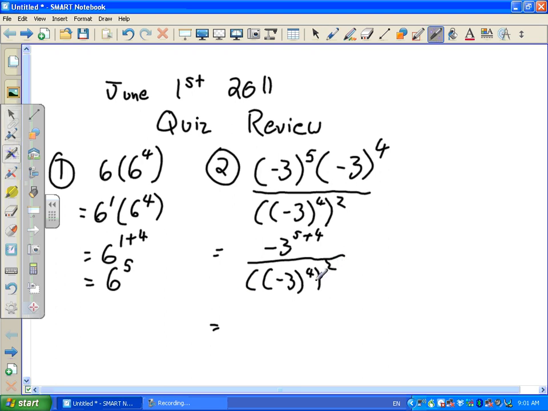On the bottom, this is a power of a power. So what that means is I only have 1 base, so I'm going to keep that base the same. These 2 numbers, the exponents, are going to be multiplied by each other. A couple of you guys were adding at the wrong spots and multiplying at the wrong spots. Make sure you recognize when bases are multiplied by each other and when powers are to powers. So the top of the fraction, negative 3, 5 plus 4 is 9. On the bottom, we have negative 3, and 4 times 2 is 8.